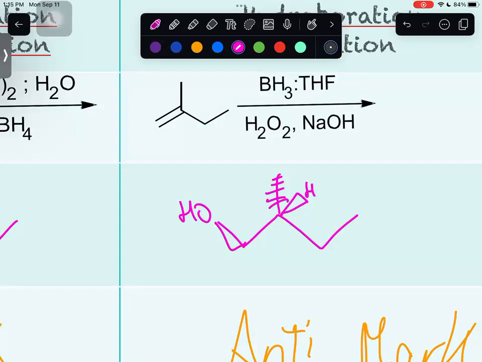How did I know that it was a syn addition? Those are just rules that we have to memorize. They're from Orgo 1. The exact reasoning why they happen, I'm not sure, and you're not going to get asked any conceptual questions on that.